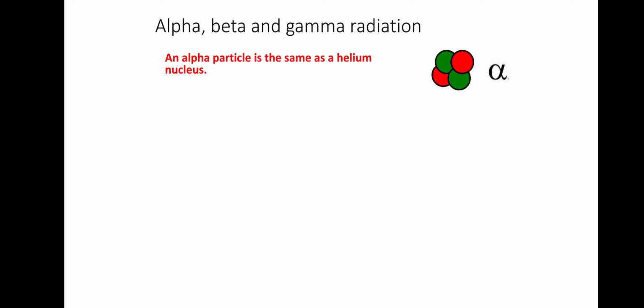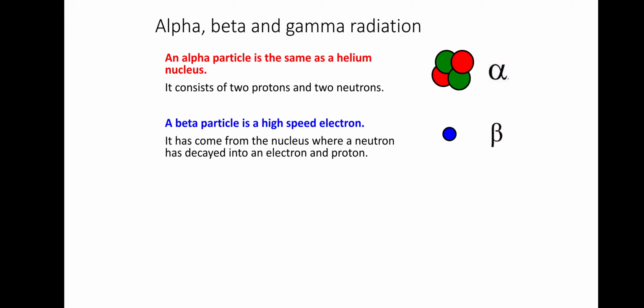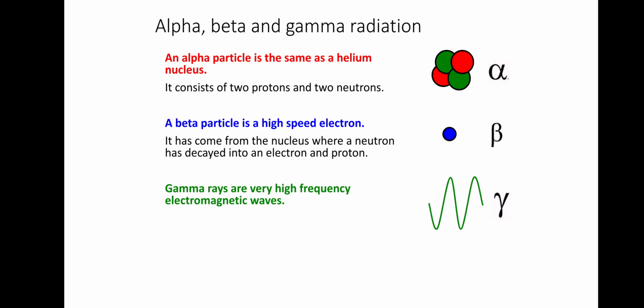Alpha, beta, and gamma radiation. So alpha is simply a helium nucleus, so 2 protons and 2 neutrons. Beta particles, a high-speed electron. Beta decay from year 12. It's come from the nucleus where a neutron has decayed into an electron and a proton, and the electron is fired from the nucleus. Typical speeds might be approximately 10% the speed of light, but they do have a range of kinetic energies, which we'll discuss later.